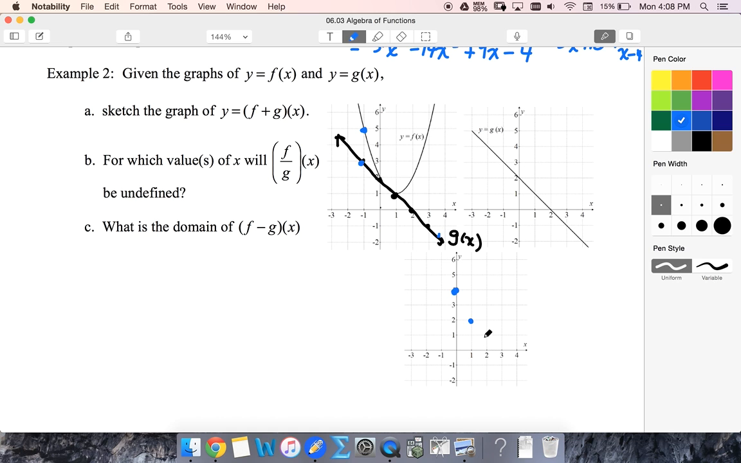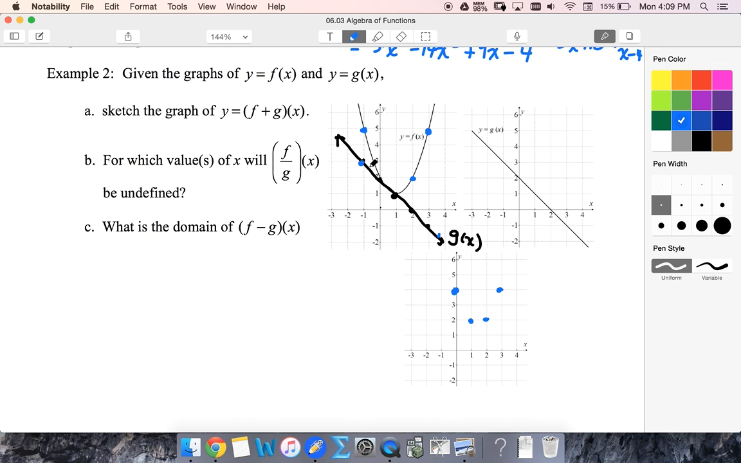When x is 2, now this is interesting. When x is 2, my y value here is 2, my y value here is 0. So that point didn't change. We've got a constant point there at 2, 2. When x is 3, I've got a y value of negative 1, and I also have a y value of 5. 5 plus negative 1 is 4. So notice we've got some symmetry going on here.